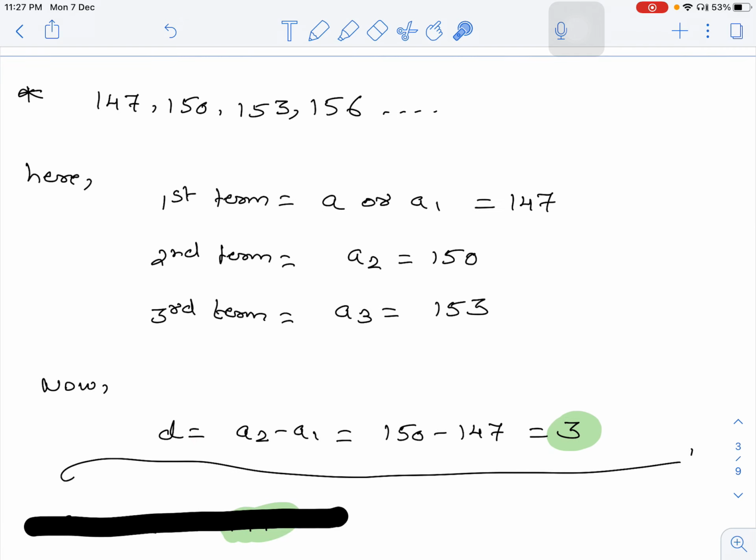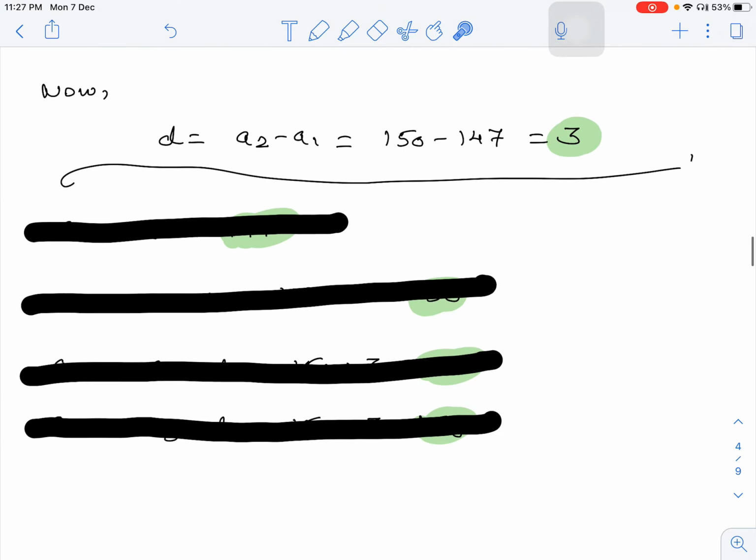Remember again, we can find D only if these numbers are forming an AP. So D is given by A2 minus A1 or any consecutive subtraction. So we get 150 minus 147, that is 3. Now for this list of terms, the common difference is 3. Now A1 equals A, so that is 147.